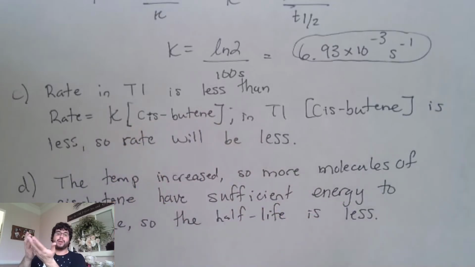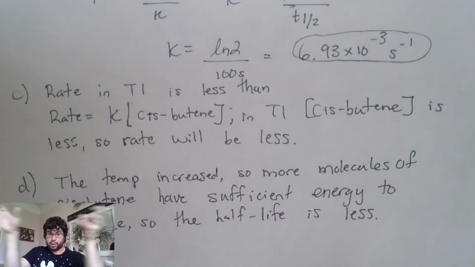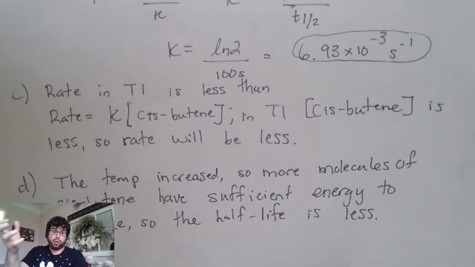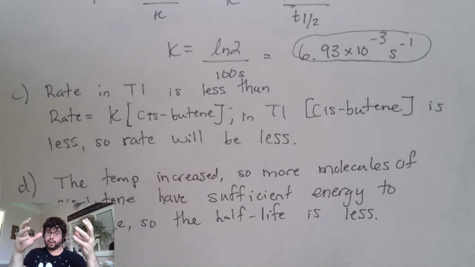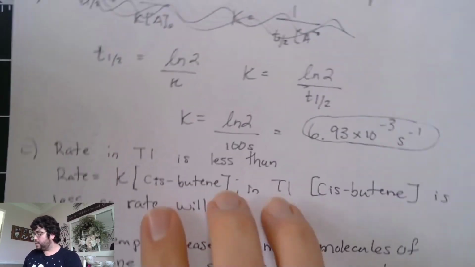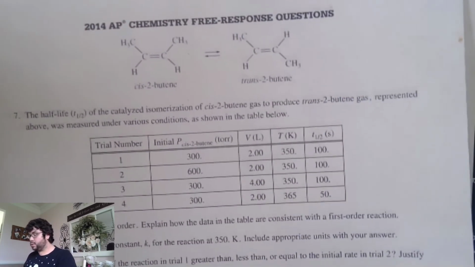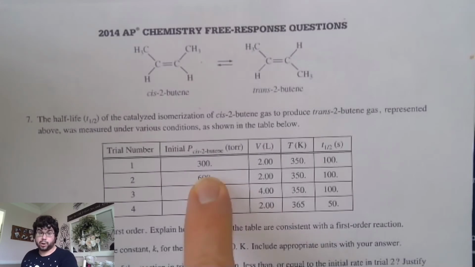So it also means if you start with a lot of stuff and they're all over the place and they're doing things, they're going to bump into each other more because there's more of them. So the rate at which the reaction begins is going to be larger. If we have a smaller amount of the cis-butene, then there's going to be less reactivity because there's fewer of them, so they're not going to react as much and decompose. So rate in trial 1 is less because we have a smaller partial pressure.